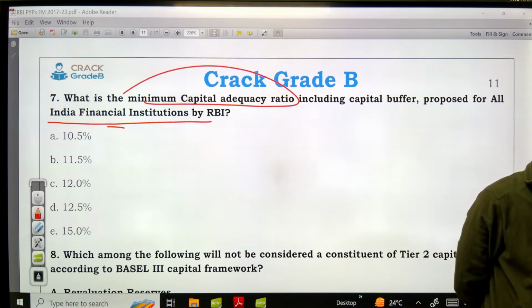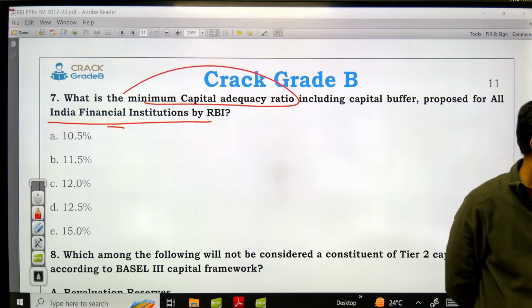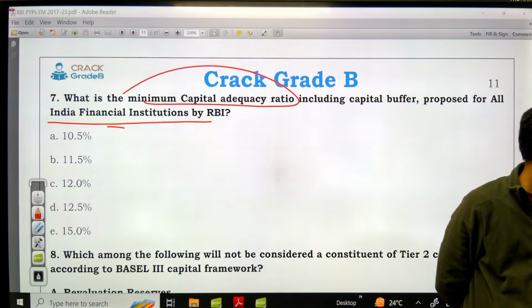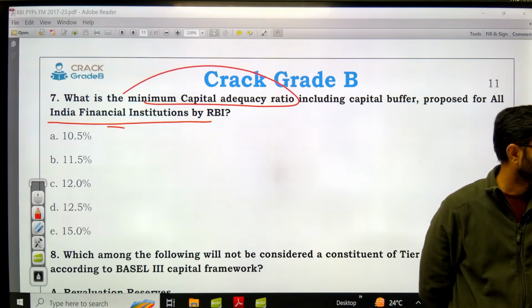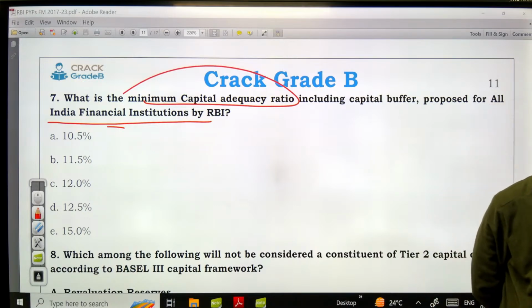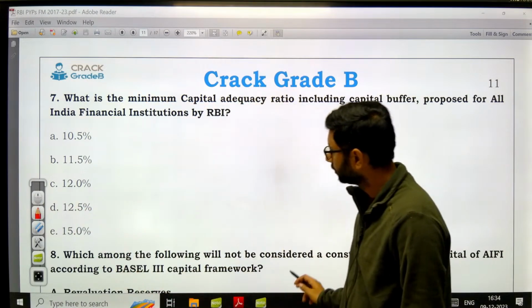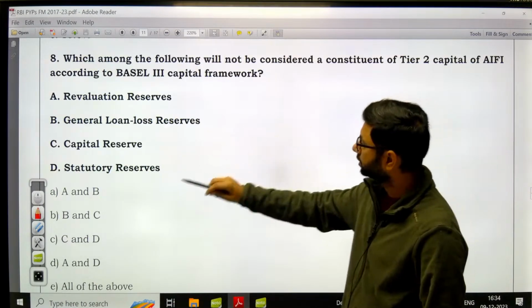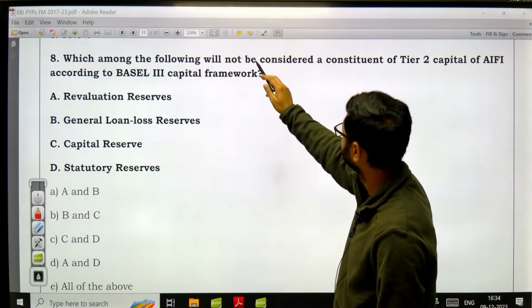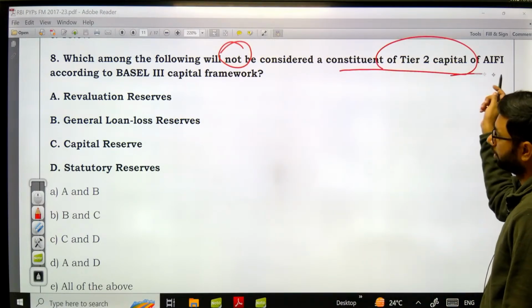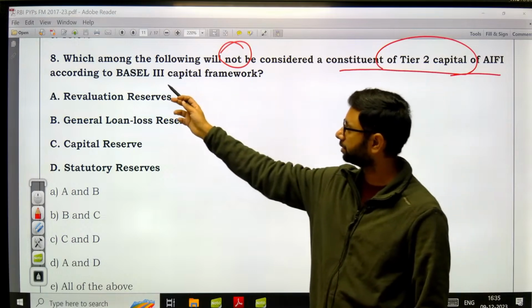What about this? Yes, 11.5 is the correct answer. Which among the following will not be considered a constituent of Tier 2 capital of all India financial institutions according to Basel III capital framework?